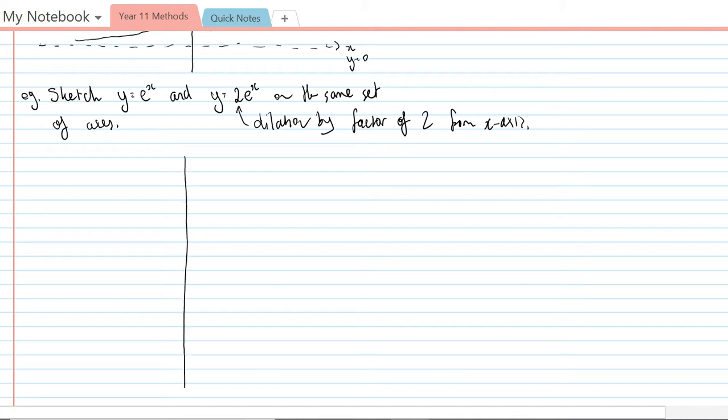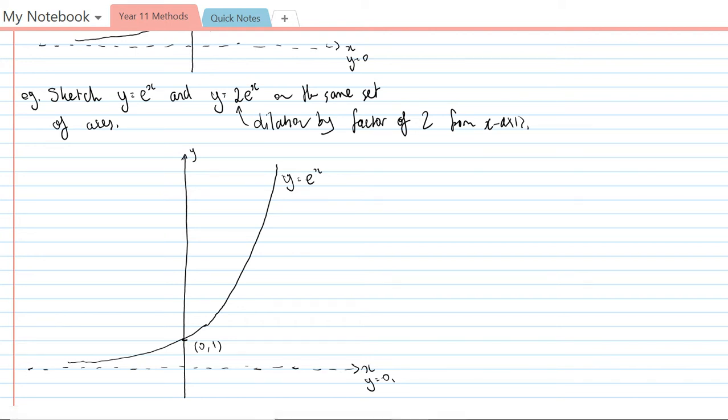So when I go to sketch this, draw my y-axis, draw my x-axis, which is an asymptote, label the asymptote, and then when x equals 0, y equals 1. The base is greater than 1, so I know it's got this kind of shape here. So that's y equals e to the x.